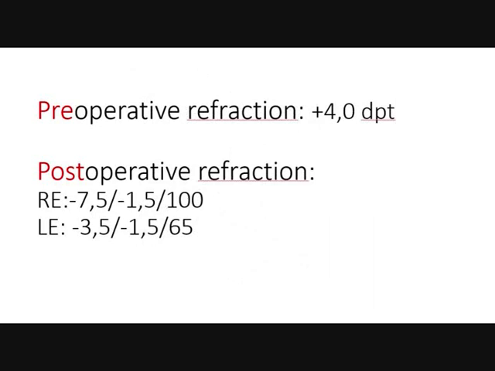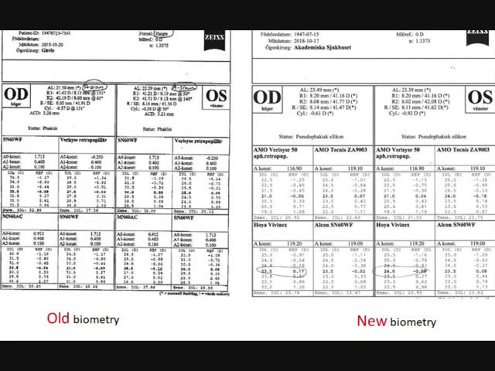So the pre-op refraction was plus 4. The post-op is minus 7.5 and minus 3.5 spheric diopters. How could this happen? Let's look at the biometry. This is the old biometry on the left side and the new biometry on the right side. And there are huge differences.